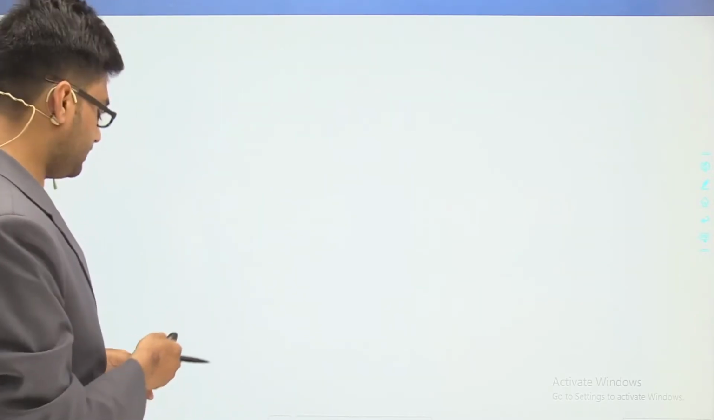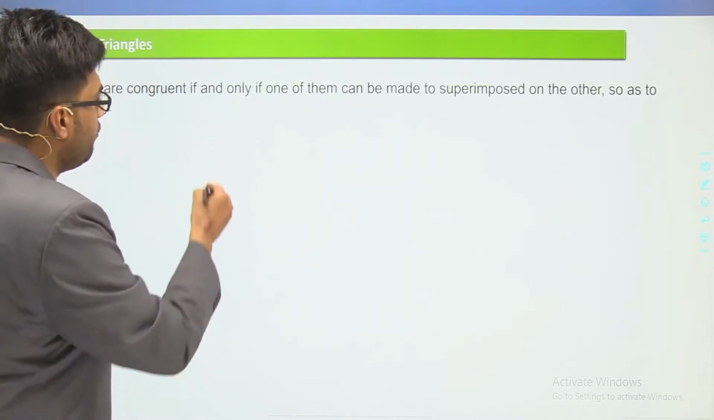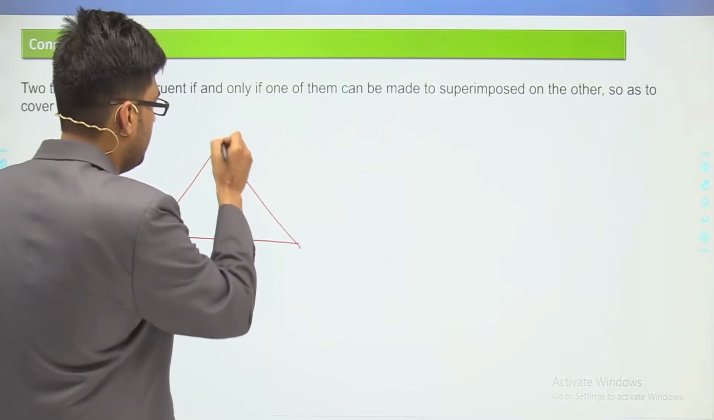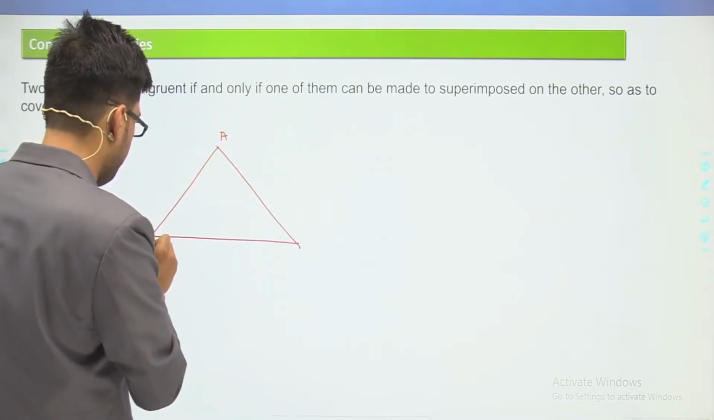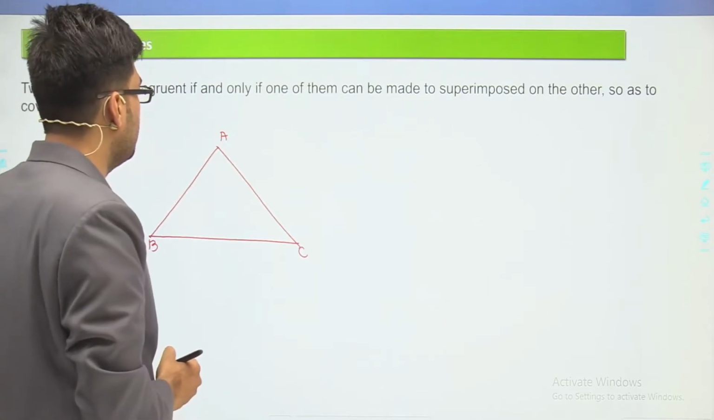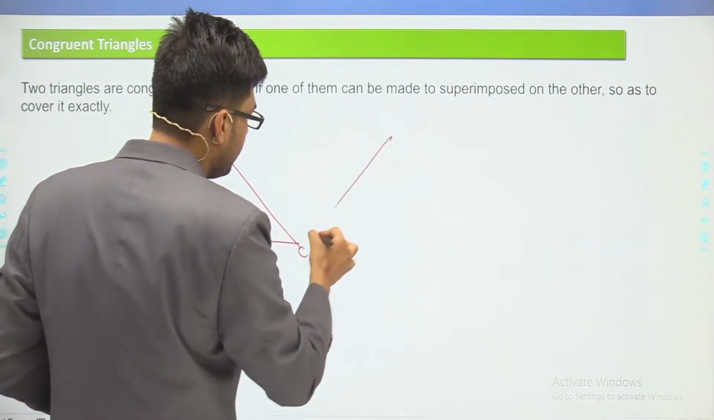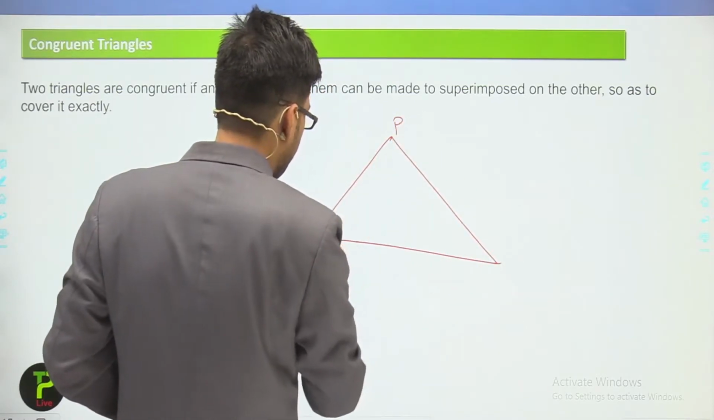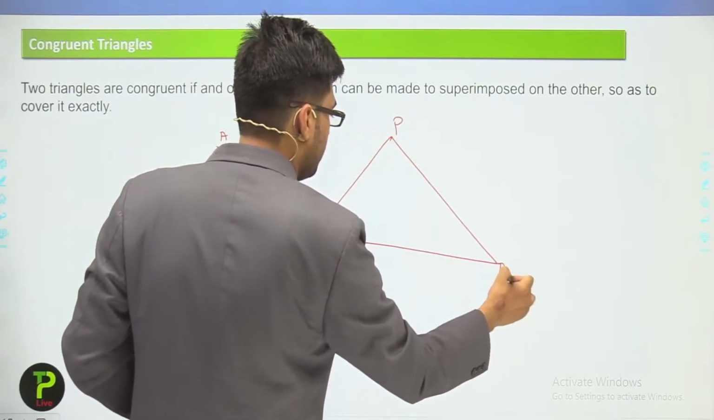And students, if we have two triangles, these are the two triangles, A, B and C. This is the first triangle here. Now, the other triangle is what? This is the other triangle, P, Q, R.